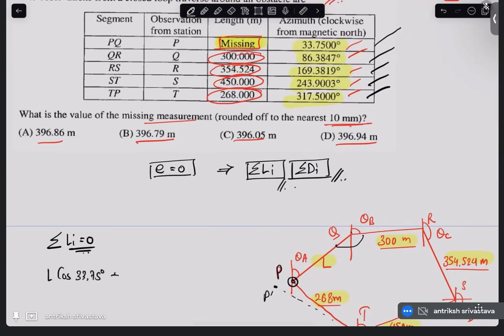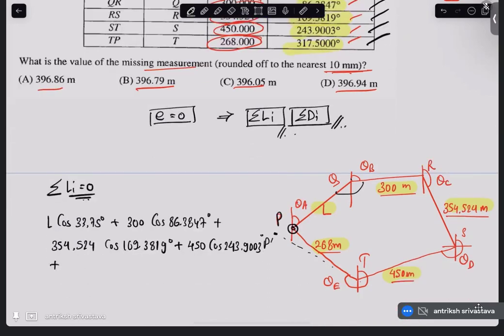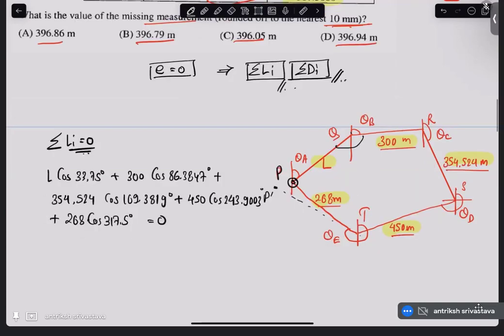33.75 degree plus 300 into cos of 86.3847 degree plus 354.524 into cos of 169.3819 degree plus 450 into cos of 243.9003 degree plus 268 into cos of 317.5 degree is going to be equal to 0.